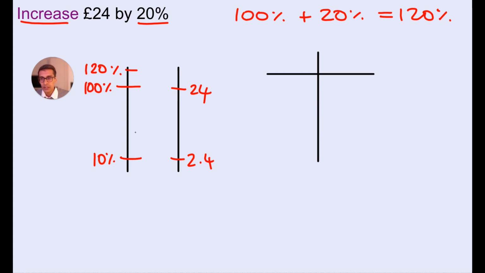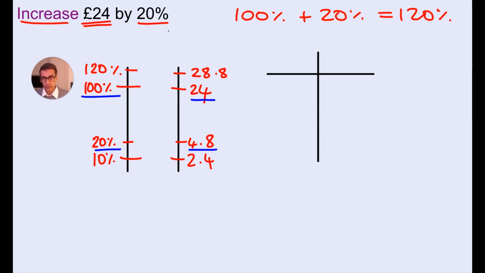Now I need to work out 20%, which is going to be 2 lots of 2.4, which is 4.8. And then finally 120%. Now to work that out, I'm going to need 100% plus 20%. So that's 24 plus 4.8. So that's going to give me 28.8.